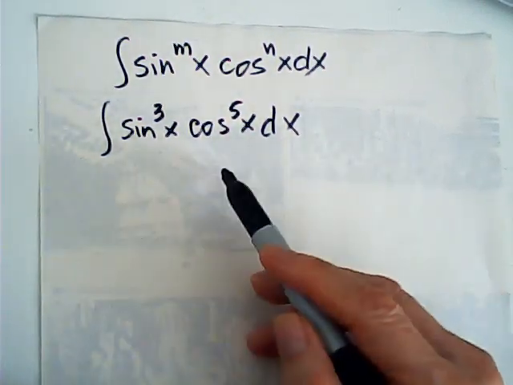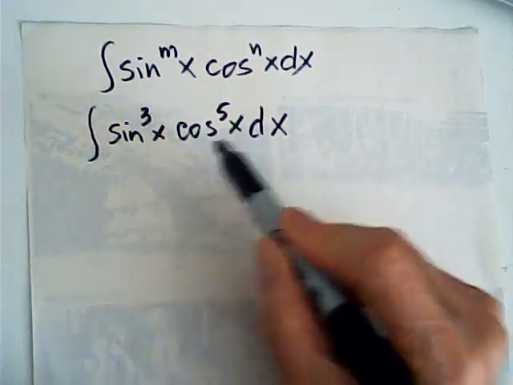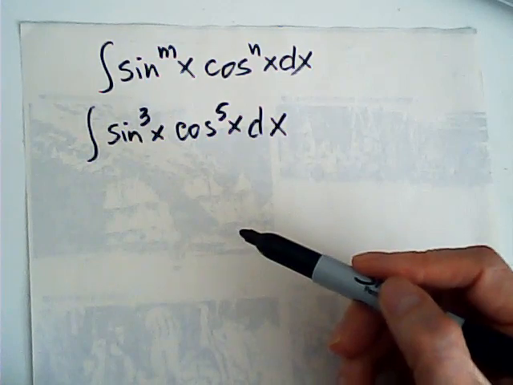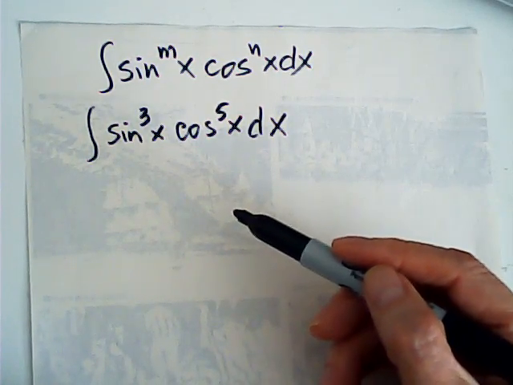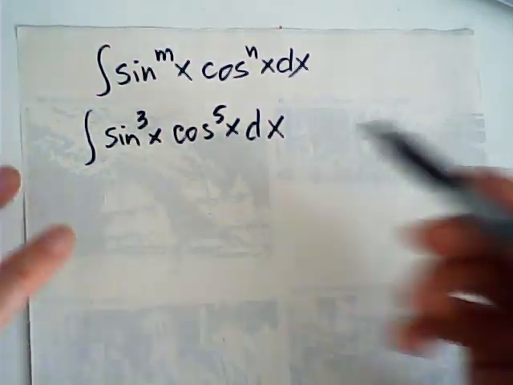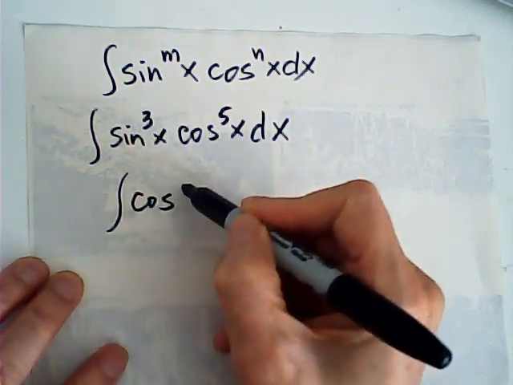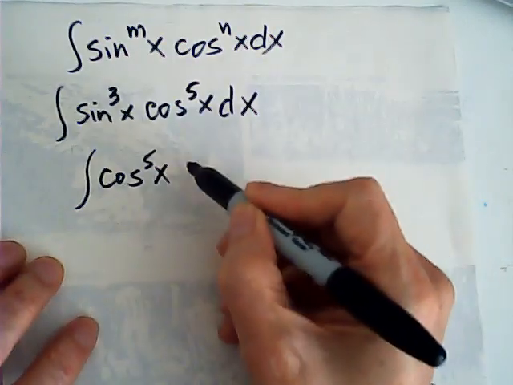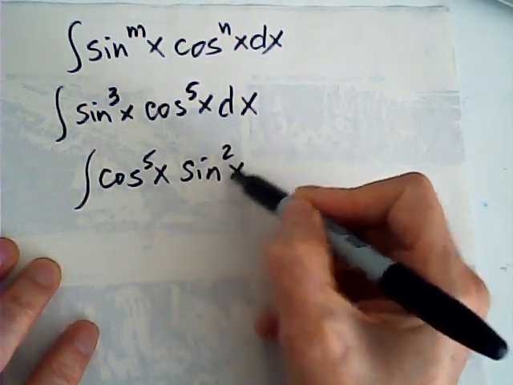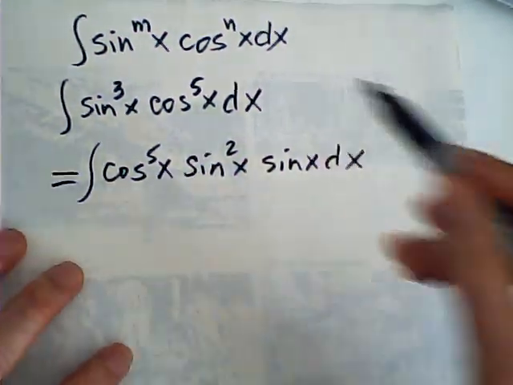Now you have choices. You can change the function into sine, or you can change the function into cosine, because both are odd functions. Now I choose the least one. I'll show you the reason later. Okay, this is cosine^5 x, sine^2 x, and sine x dx, right?